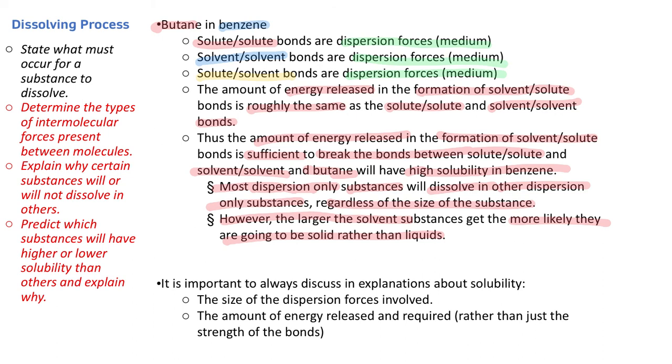Okay, so a couple of last points, okay? It's important to always discuss, in the explanation about solubility, the size of the dispersion forces involved. So talk about whether the dispersion forces are small because it's a small molecule, medium or large, and the amount of energy released and required. Don't just talk about the strength of the bonds. Don't just say that that bond is strong, therefore it doesn't dissolve. You have to say that bond is strong, therefore it requires a large amount of energy, and insufficient energy is produced because the bonds that are produced are weak, and therefore don't produce so much energy, and thus it doesn't dissolve. Okay, talk about energy release rather than just the strength of the bonds.